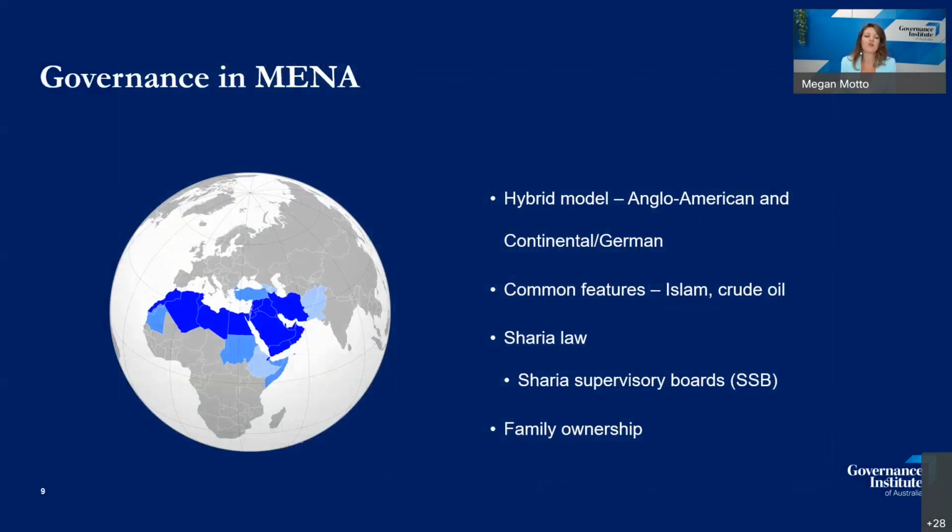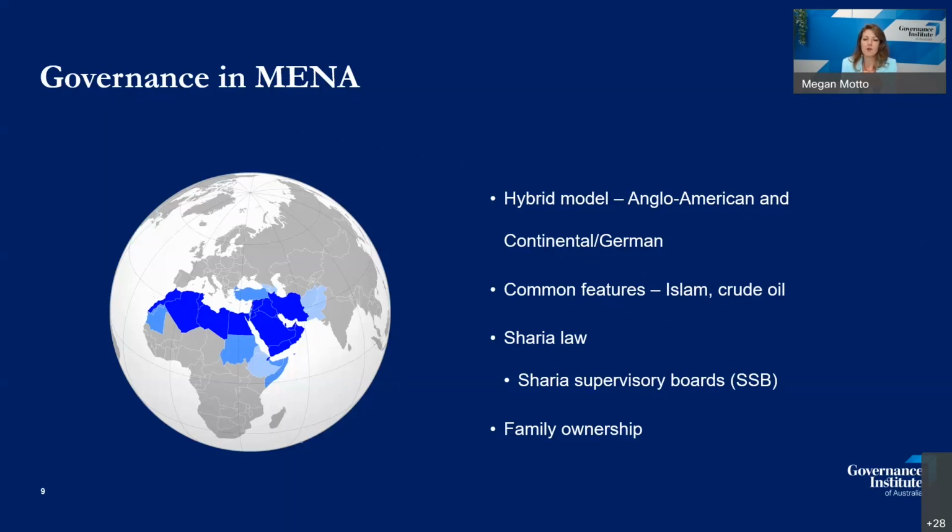So I wanted to then turn to governance in MENA in particular, in the jurisdiction that we're talking about today. Because I think it is important to identify some of the key differences, particularly between the Australian Anglo-American system and the system that is the predominant system in MENA. So MENA definitely, the different jurisdictions have a bit of a hybrid system. It's a little bit of a hybrid between the Anglo-American style and the continental German style of governance.